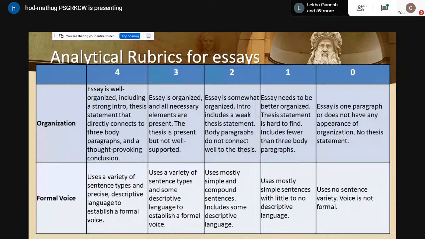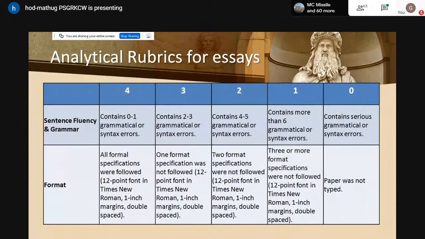Not necessarily. I can go in for adding 2 more criteria. Sentence fluency and grammar. If it is containing 0 to 1 grammatical or syntax error, I will award 4 marks. If it is containing 2 to 3 grammatical or syntax errors, 3 marks. And if it contains serious grammatical errors, I will give only 0 marks.